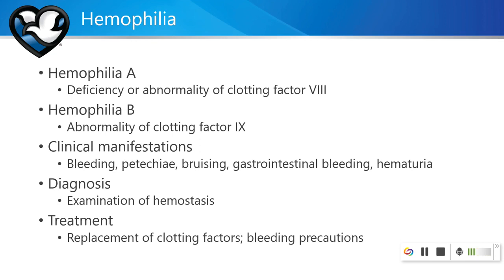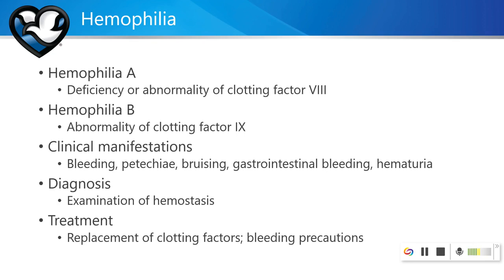Coagulation disorders can increase bleeding and may be hereditary or due to alterations in synthesis or inappropriate activation of coagulation. Hemophilia A, or classic hemophilia, is one example of a disease of coagulation and is the most common type. It involves a deficiency or abnormality of clotting factor 8 due to a mutation on the F8 gene. Hemophilia B involves an abnormality of clotting factor 9 due to mutation on the F9 gene.